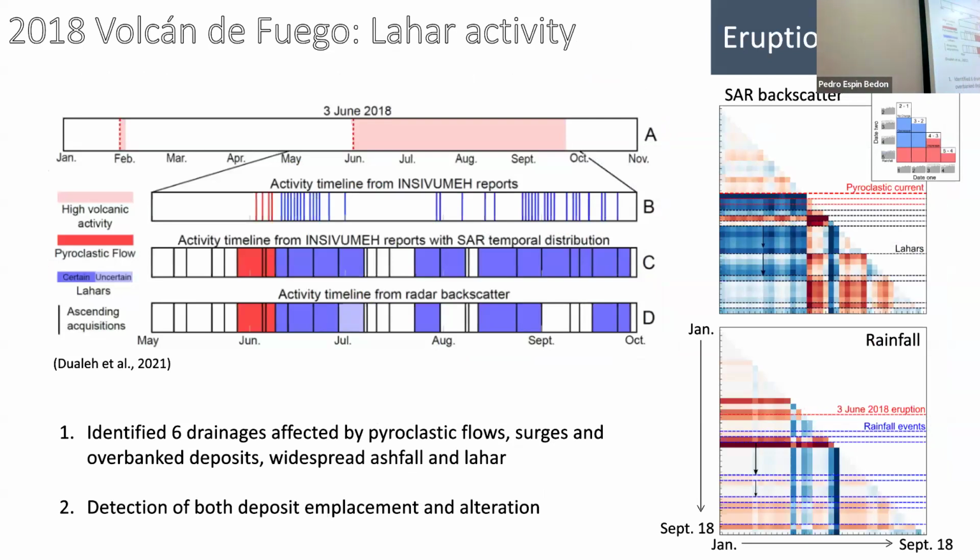This is a matrix for a particularly small area of one of the channels from the volcano, where we've looked at the backscatter change for every possible combination of pairs of images, and from that you can pick out where the lahars have come down the volcano quite clearly, and then making a correlation with rainfall there to pull out more subtle features.